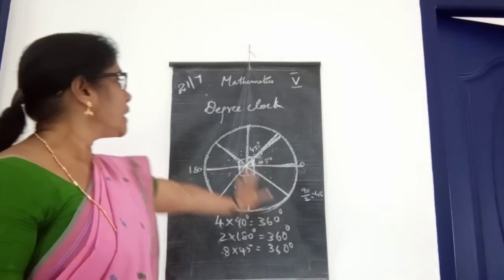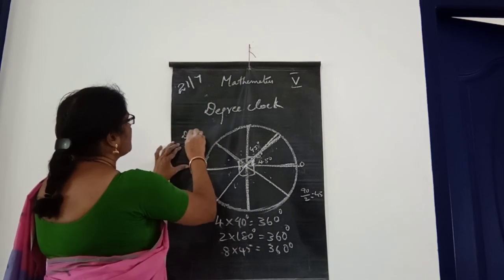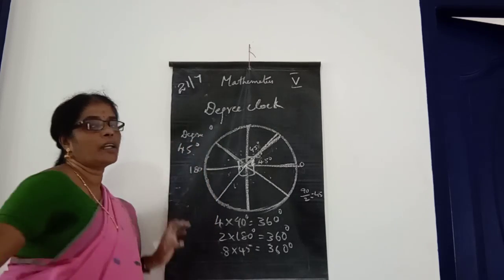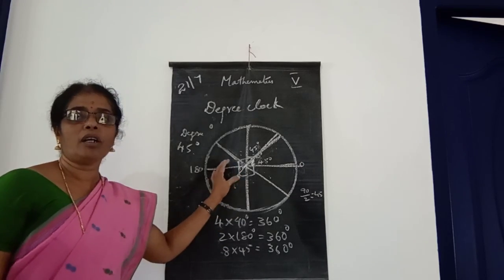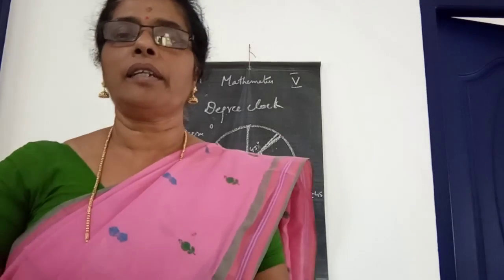This is the degree clock, and when you are using degrees like this, 45 degree, 45 degree. Okay, children, then everyone want to draw it in your notebook, and degrees also you have to write. Okay, children, bye.